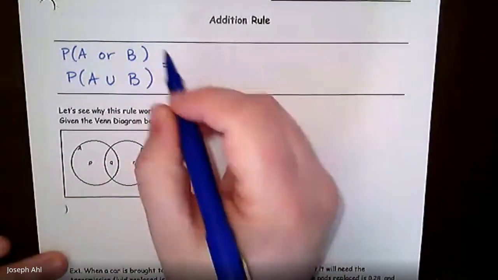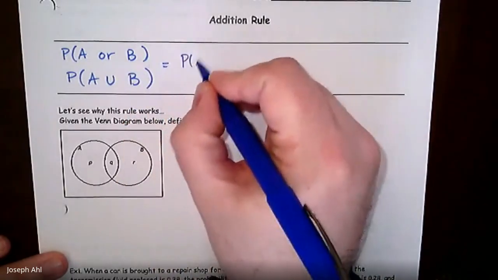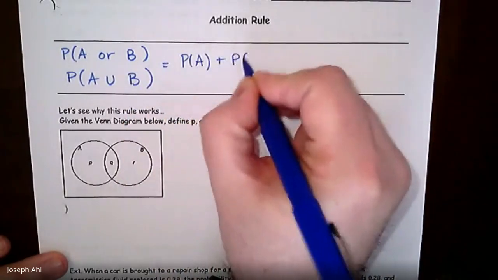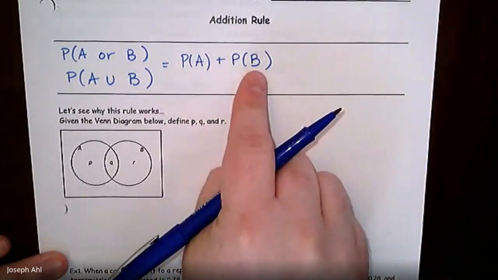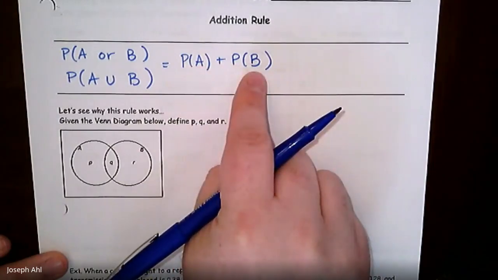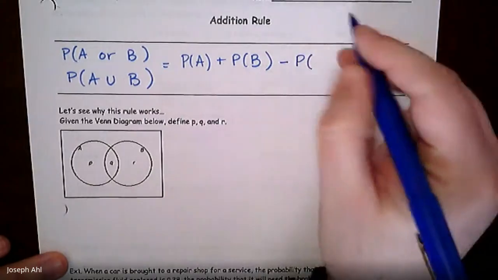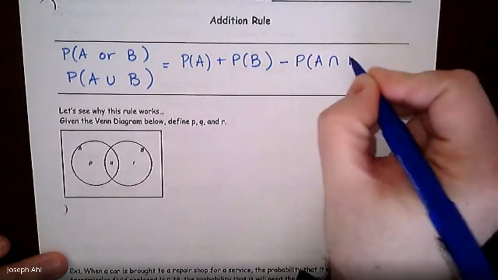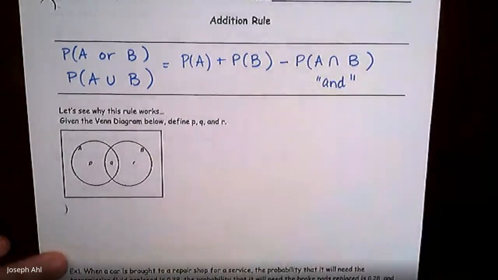But the way we're going to do an OR probability is OR will imply that we're going to add the probabilities of the two events happening together. However, if these two events have anything in common with one another, we don't want to count those things twice. So we're going to subtract out the intersection of those events. And as a reminder, that symbol would mean and. So we want to avoid some double counting here.